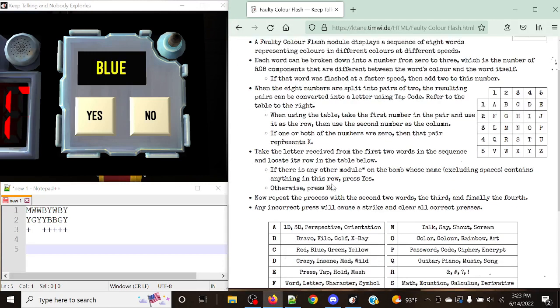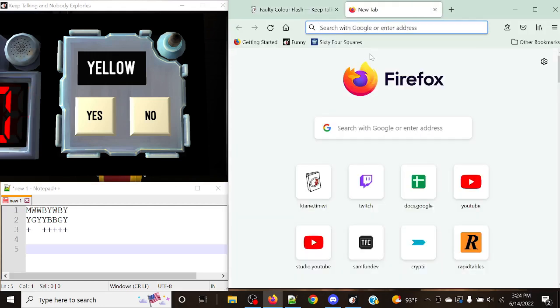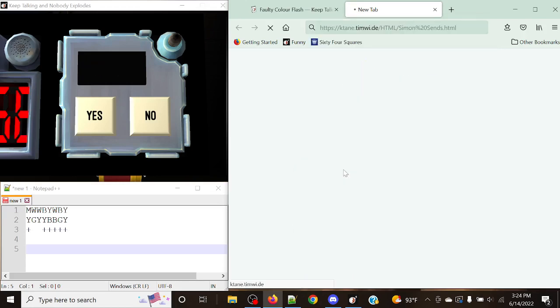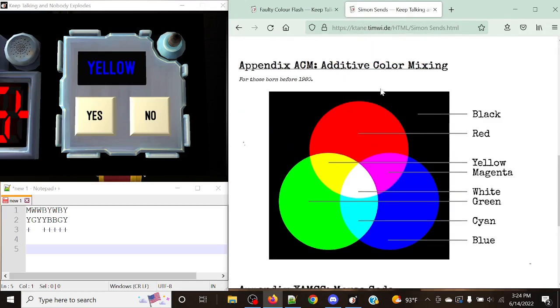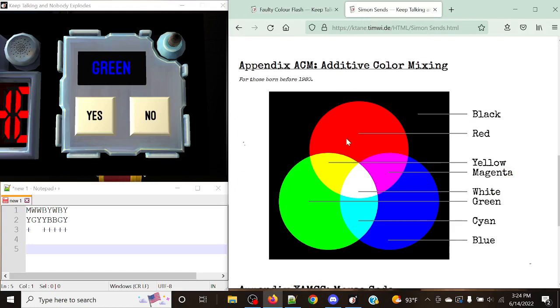So now what exactly are we going to be doing with this module? Each word can be broken down into a number from 0 to 3, which is the number of RGB components that are different between the word's color and the word itself. For those of you who are familiar with the concept of Simon Sends, or any sort of module that uses the RGB component mixture, our goal with this module is to figure out what RGB components are different from each other.